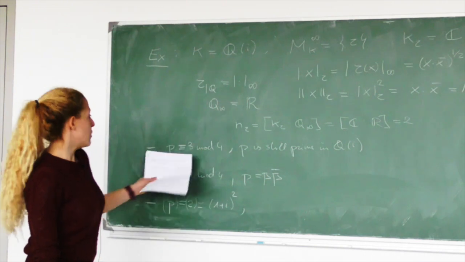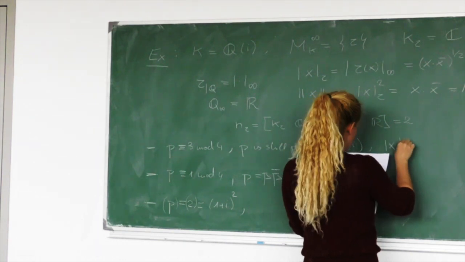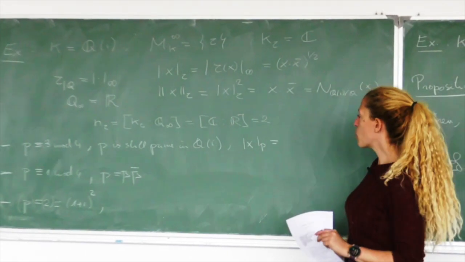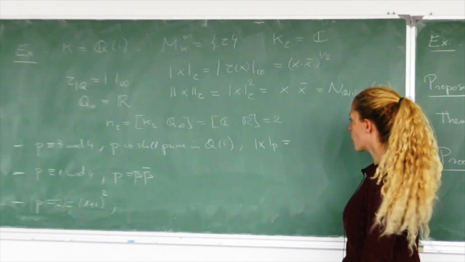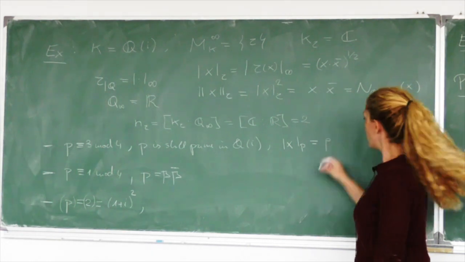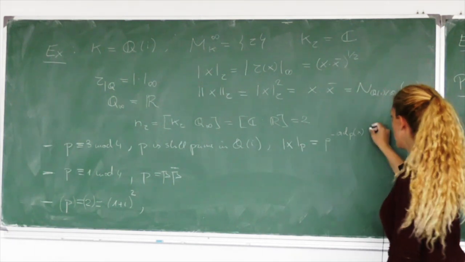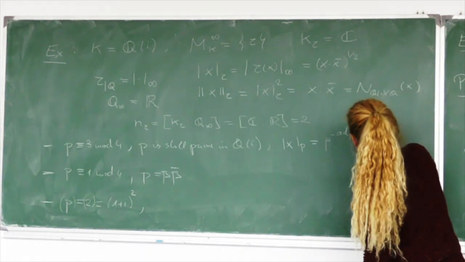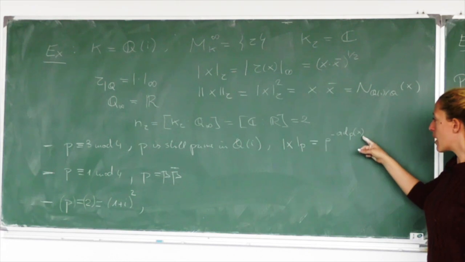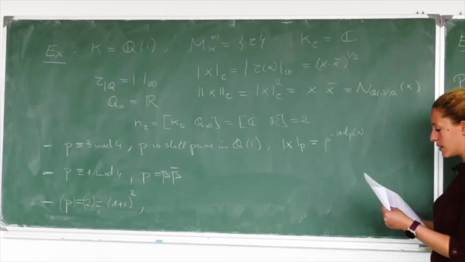So, for instance, in the first case, what we get for the valuation is this. We go to the definition that we gave in the proposition: this is equal to the prime that we have here to the minus the order at p of x, and we have to divide by the ramification index. But there is no ramification in this case, it's equal to 1. So we just get this.